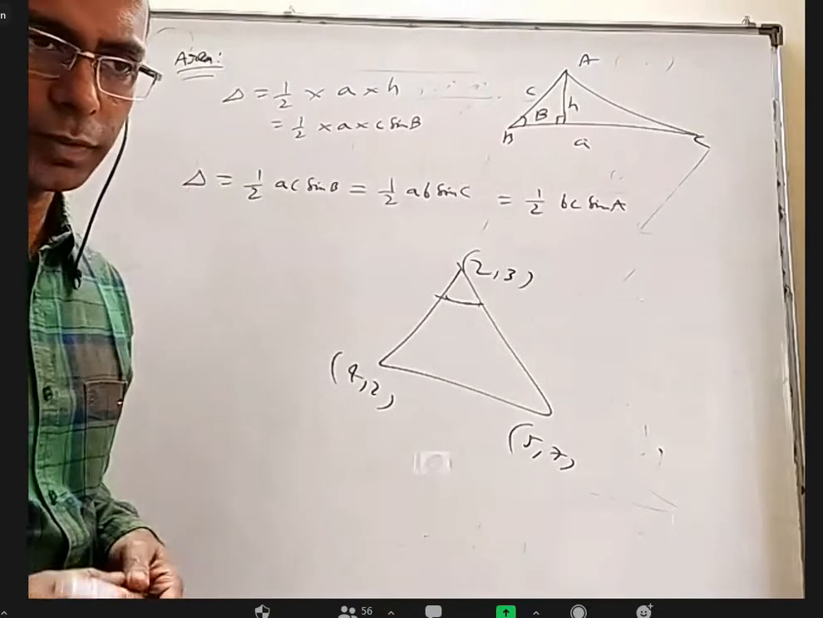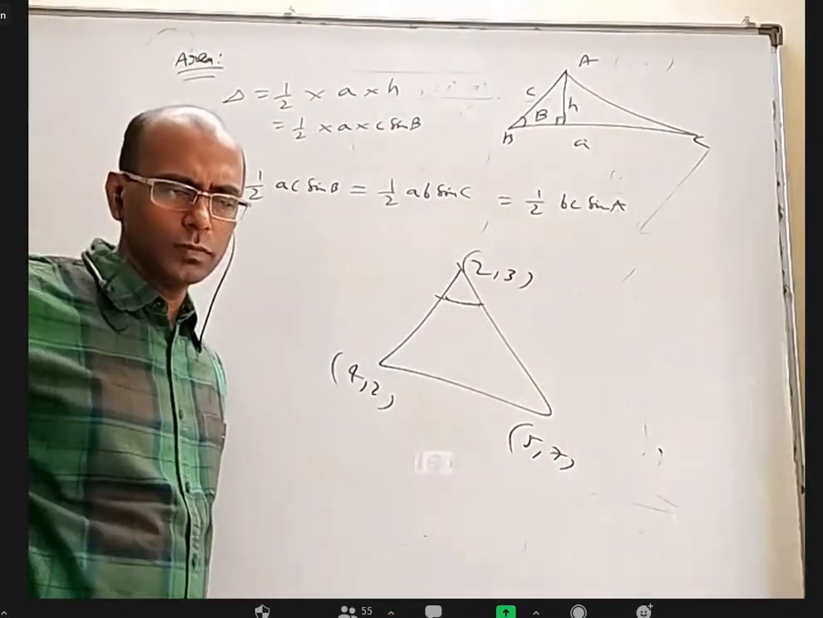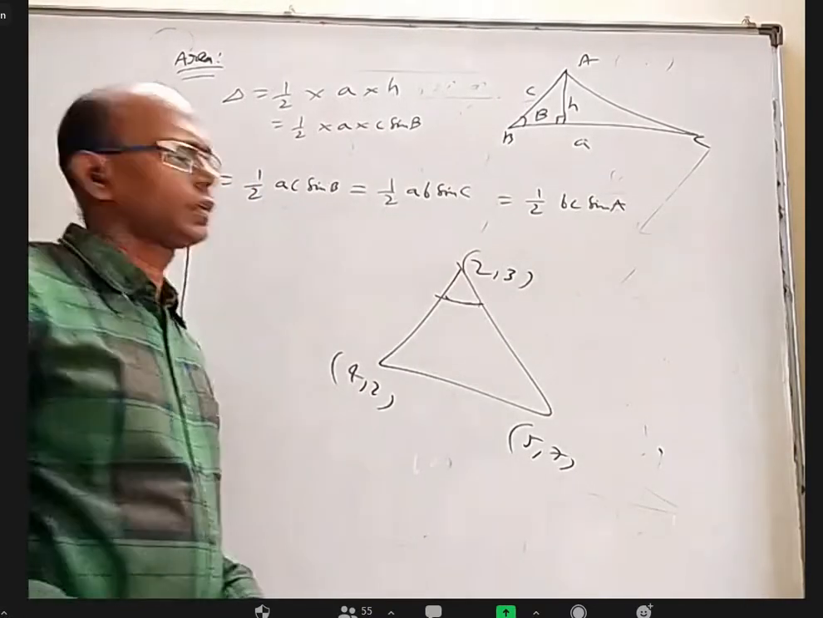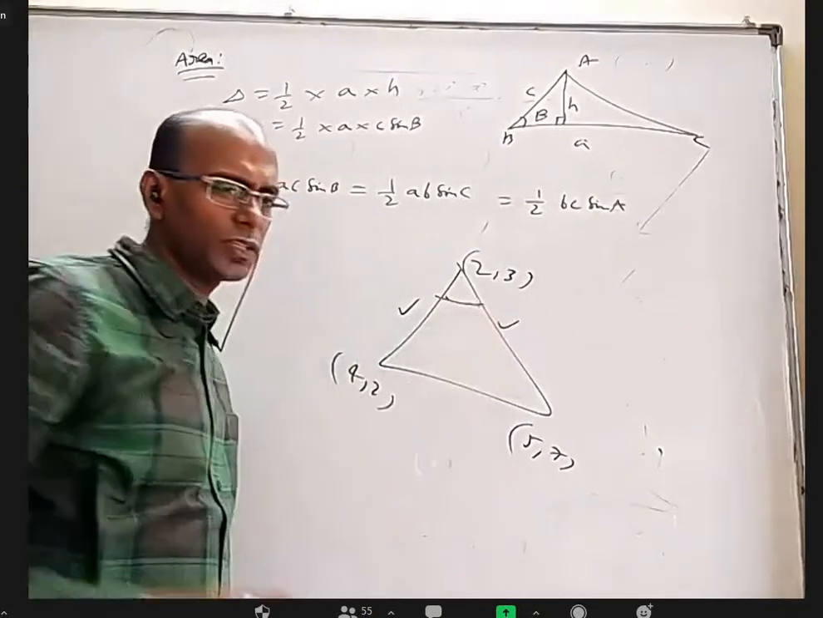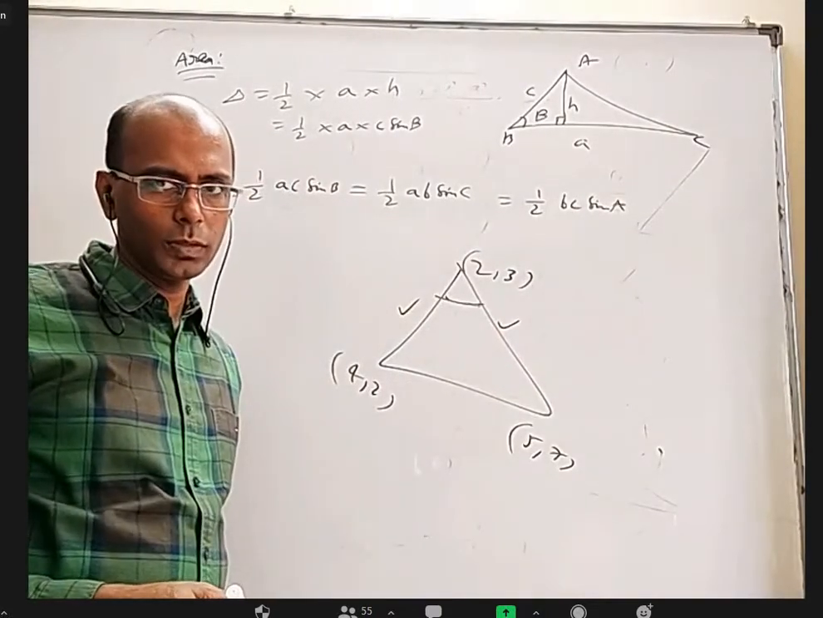Regular two-dimensional geometry: I'll give three vertices and ask for this angle. We find the slope. You can find the slope of this line and the slope of this line and use tan theta equal to mod of m1 minus m2 by 1 plus m1 m2.